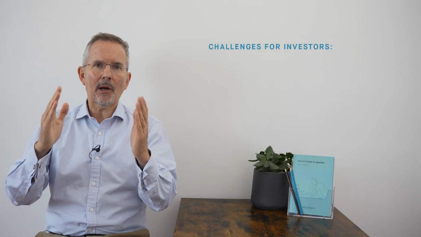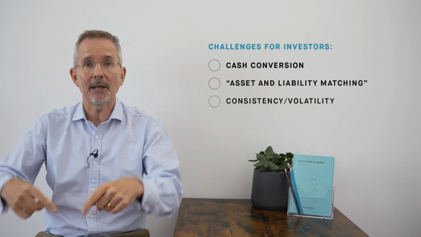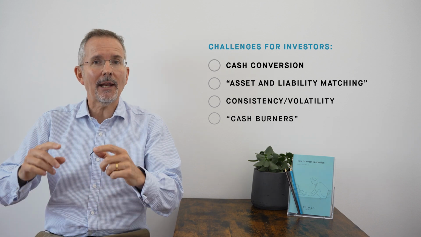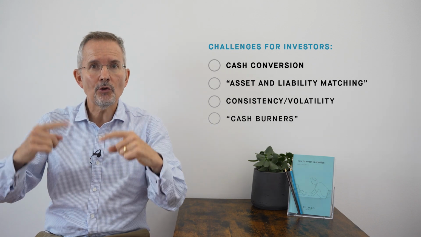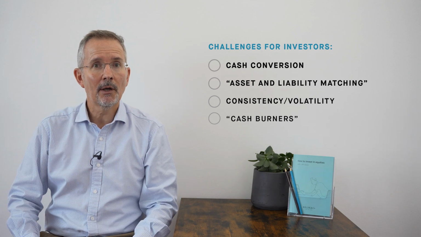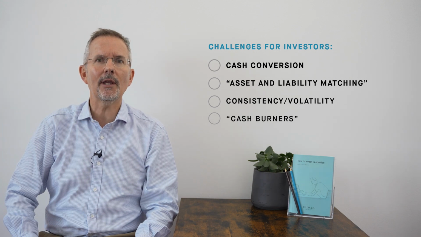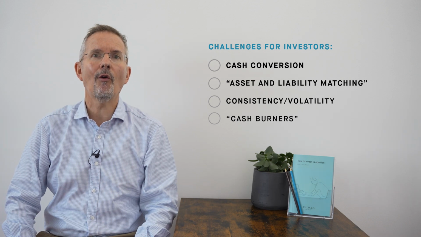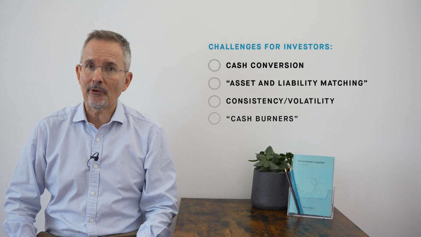So what I'm going to say is keep an eye on what is technically called cash conversion, the ability to turn profit into cash flow, and asset and liability matching. That is, are we using long-term debt to fund long-term assets, and short-term for short-term? And consistency. I'm not a big fan of huge volatility in either profits or cash flow, particularly if there's no obvious explanation for it. Finally, some businesses burn cash.